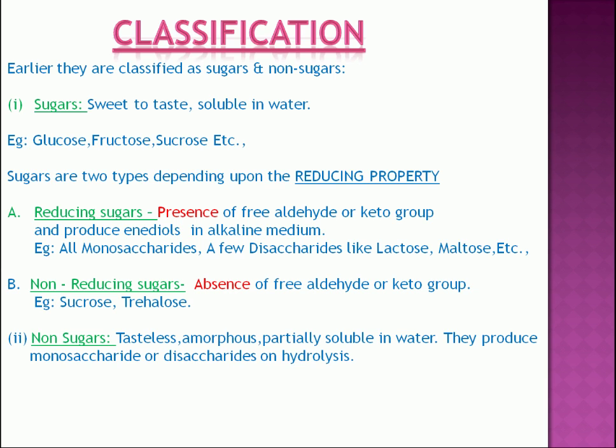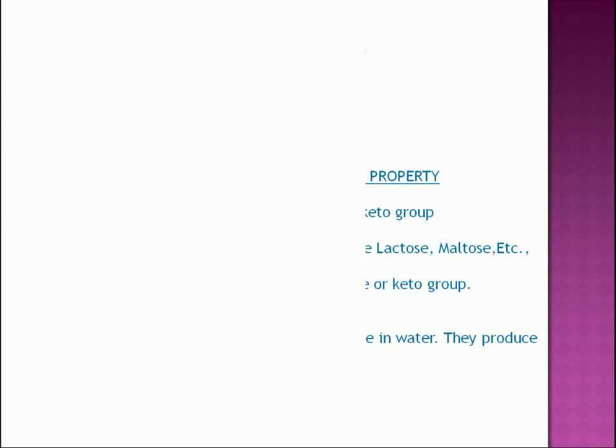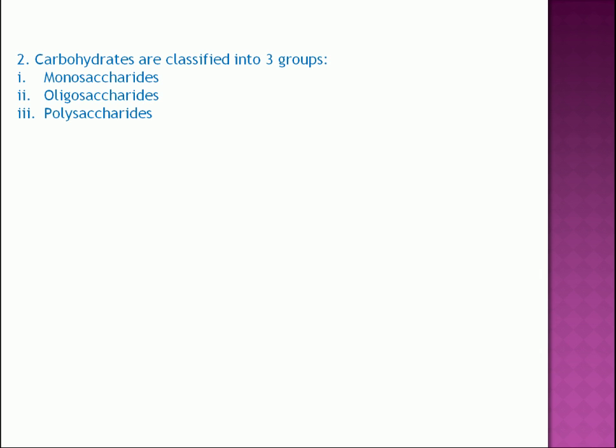Non-sugars: tasteless, amorphous, partially soluble in water. They produce monosaccharides or disaccharides on hydrolysis with dilute acids. Examples: starch, inulin, dextrin, etc. Carbohydrates are also classified into three groups: monosaccharides, oligosaccharides, polysaccharides.